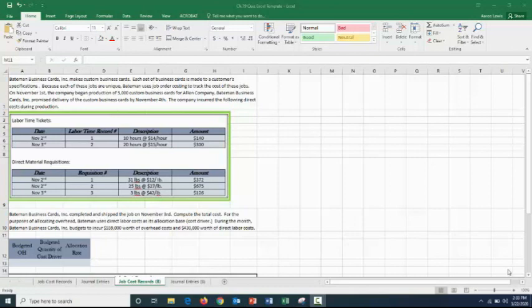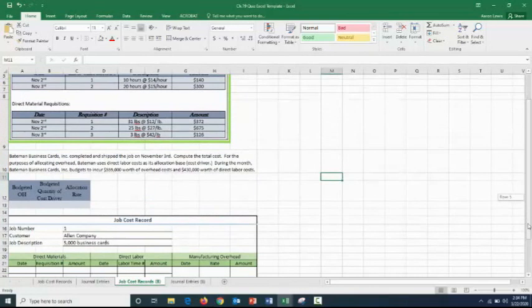For the purposes of allocating overhead, again, those costs that can't directly be traced to it, like labor and materials could, things like our rent and our insurance, etc., we are going to have to come up with a cost driver. And Bateman's cost driver is direct labor costs. During the month, Bateman Business Cards budgeted to incur $559,000 worth of overhead costs and $430,000 worth of direct labor costs. Well, right now, we can compute what our allocation rate is based on direct labor costs.